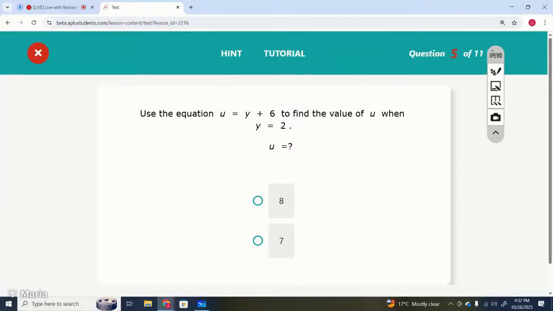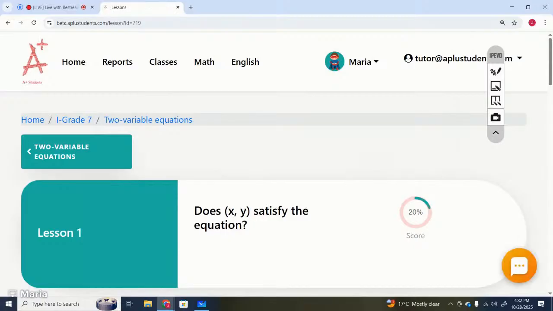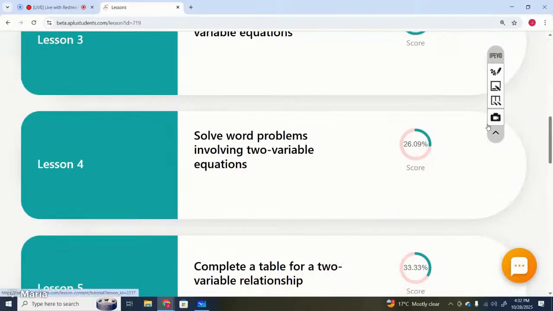Okay, you can complete the lesson by yourself later today. Let me just move on to the next lesson. The next lesson is solve word problems involving two variable equations.